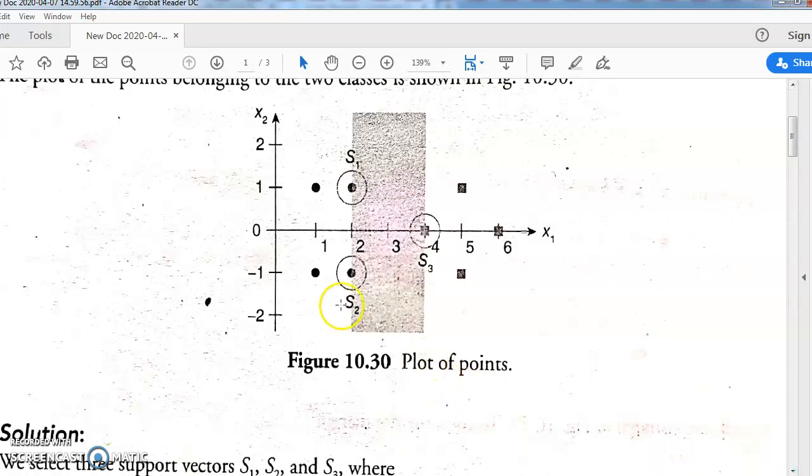Second, if you want to draw the hyperplane, you have to find the support vectors. Support vectors are the points near to the hyperplane, so that you can decide the margin. It is clear that the hyperplane will lie between 2 and 4. It can lie here, or here. There are many options where you can draw the hyperplane.